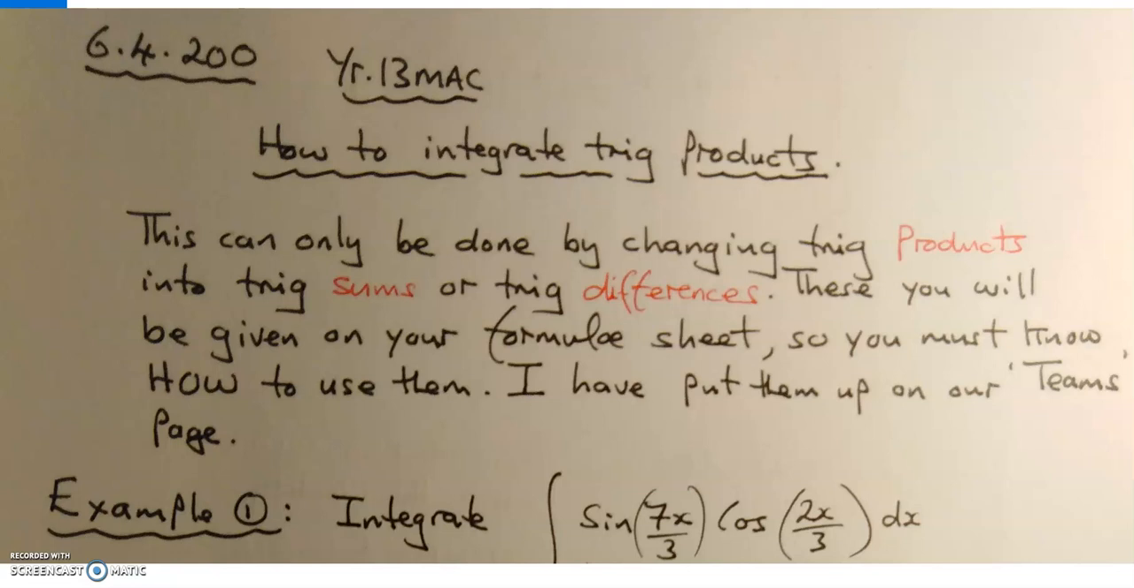Today I'm going to teach you how to integrate trig products. Trig products means that you've got two or more trigonometric things multiplying each other, but you can't integrate them unless you change them into trig sums or trig differences. You'll find these identities on your formula sheet in the exam, but you must know how to use them and when to use them. I have put them all up on Teams, so you can look at them there.